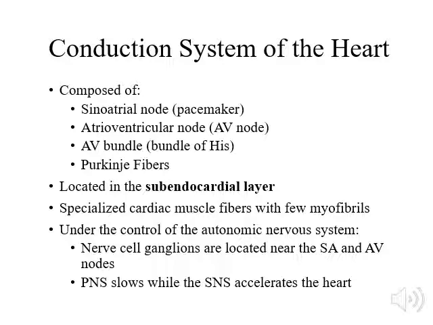The heart is under the control of the parasympathetic and sympathetic nervous system. Nerve cell ganglia are located near the sinoatrial and atrioventricular nodes. They will affect heart rate and rhythm. The parasympathetic system functions via the vagus nerve to slow the heartbeat, whereas the sympathetic nervous system accelerates activity of the pacemaker or the sinoatrial node.